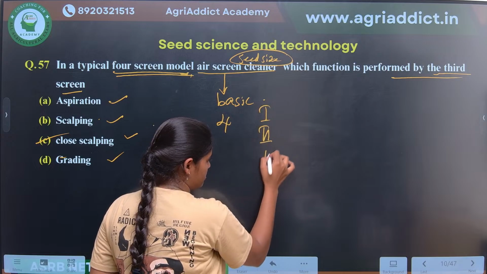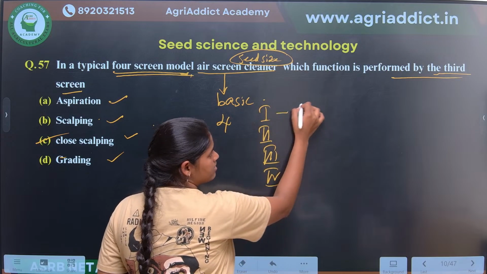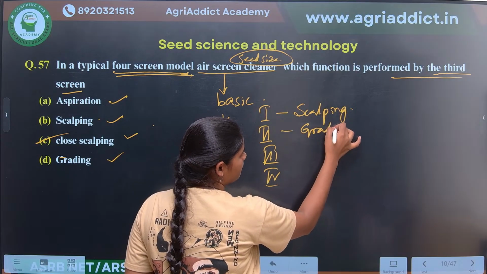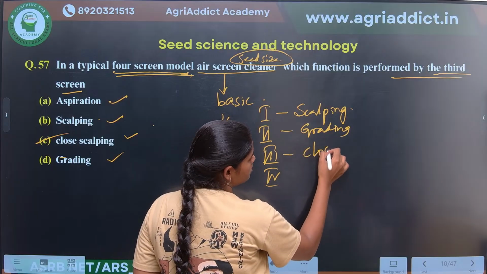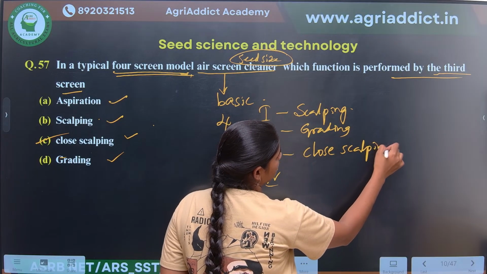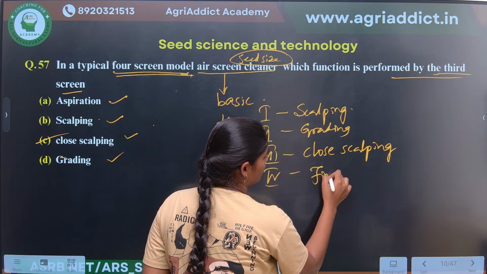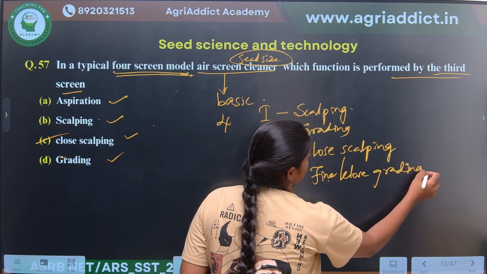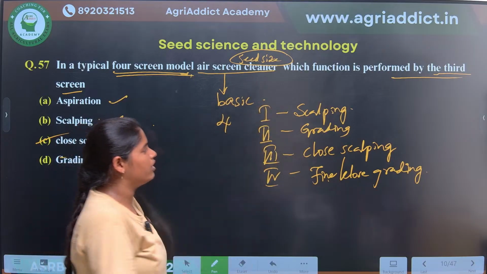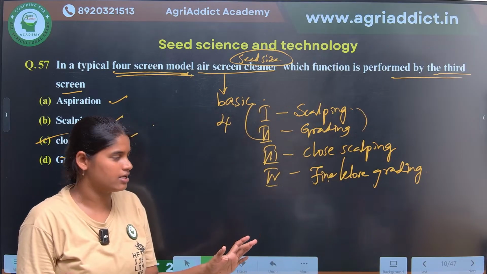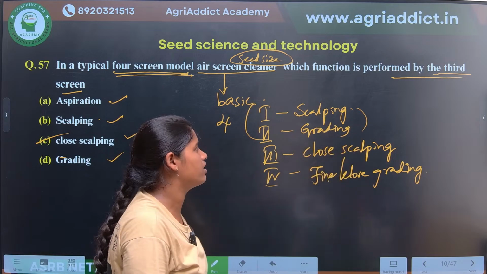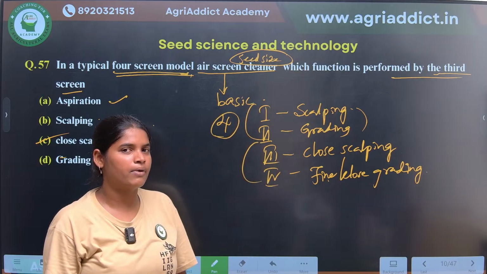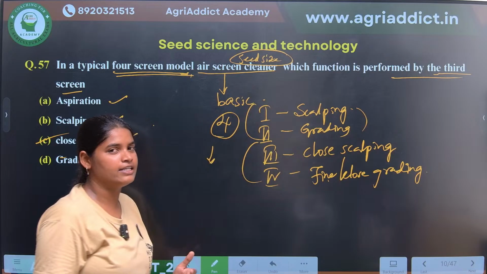When we have 4 screens, the first is for scalping, the second is for grading, the third is for close scalping, and the fourth is for fine or close grading. Actually, 2 screens are enough in general. One is for scalping, the other is for grading. But if we increase the number of screens, that means we want very quality seed or pure seed.